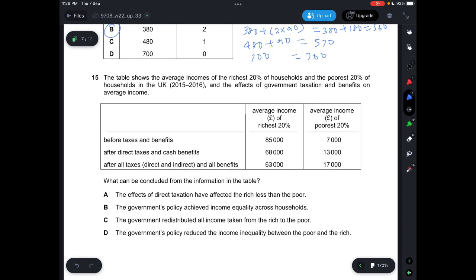Question 15, the table shows the average incomes of the richest 20% of households and the poorest 20% of households in the UK, and the effects of government taxation and benefits on average income. What can be concluded from the information in the table? Okay, so average income of richest 20% is £85,000 before taxes and benefits, whereas for poorest 20% is £7,000 before taxes and benefits. And after direct taxes and cash benefits of the richest 20%, you get 68,000.